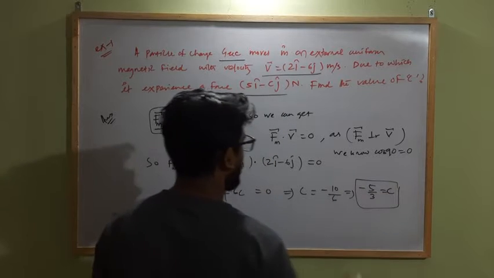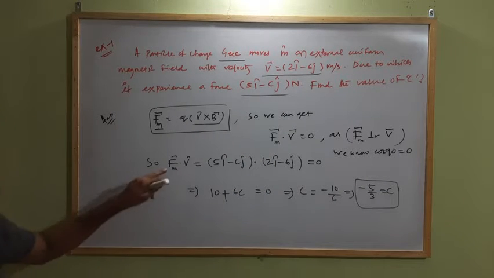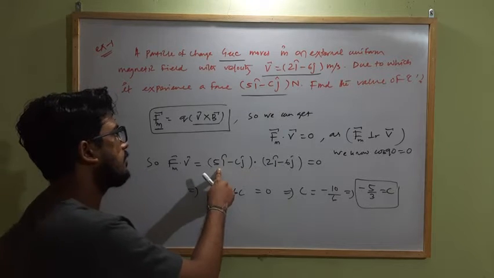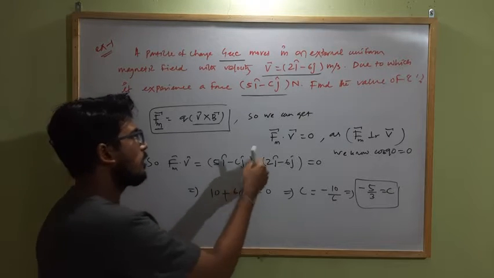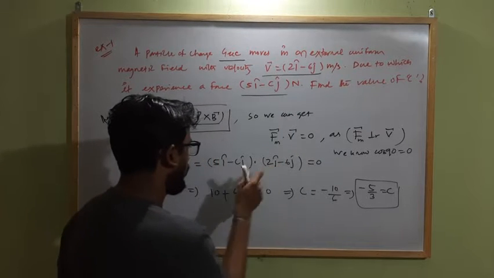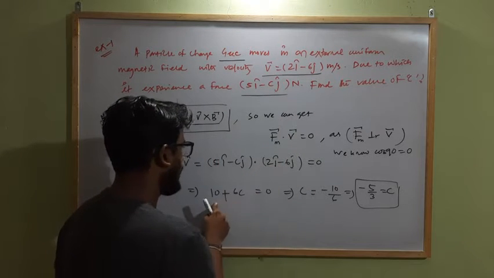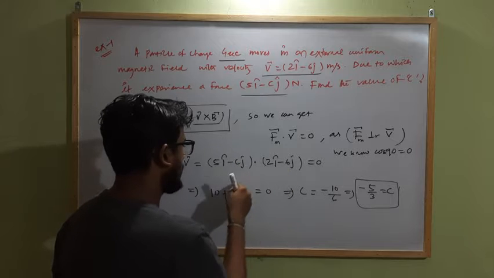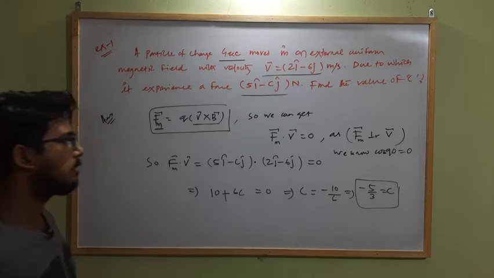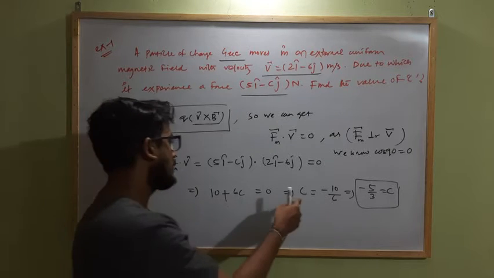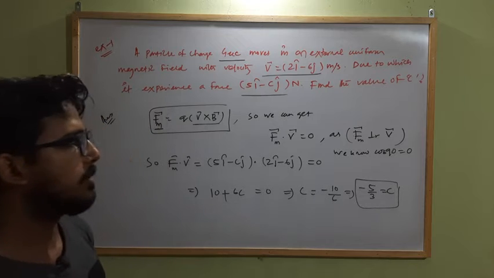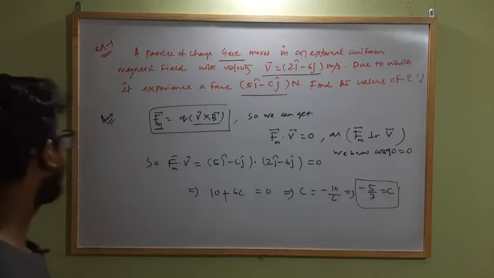So this is the value of c, because force dot velocity must be equal to 0. Force is 5 i cap minus c j cap, dot velocity 2 i cap minus 6 j cap. So the dot product will be 5 into 2, 10, minus c into minus 6, plus 6c equal to 0. This implies c equals minus 10 by 6 or minus 5 by 3. Clear?